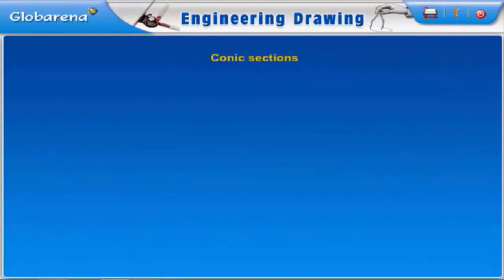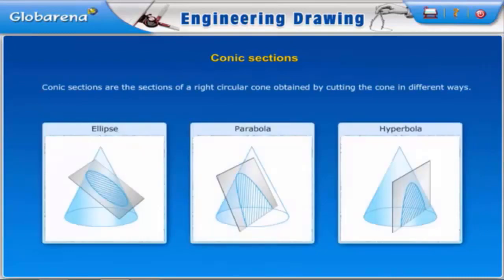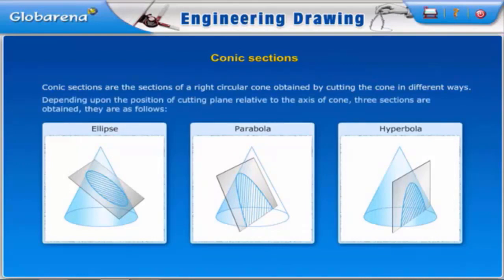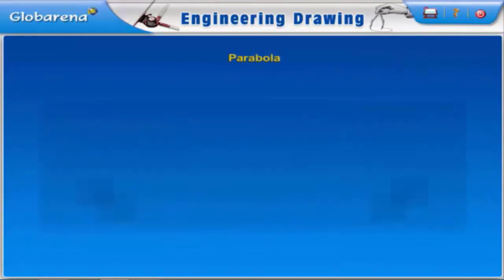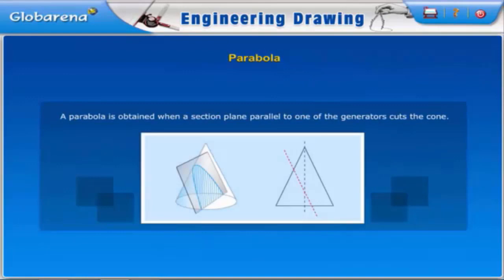Conic sections. Conic sections are the sections of a right circular cone obtained by cutting the cone in different ways. Depending upon the position of the cutting plane relative to the axis of the cone, three sections are obtained. They are as follows: ellipse, parabola, hyperbola. Parabola. A parabola is obtained when a section plane parallel to one of the generators cuts the cone.